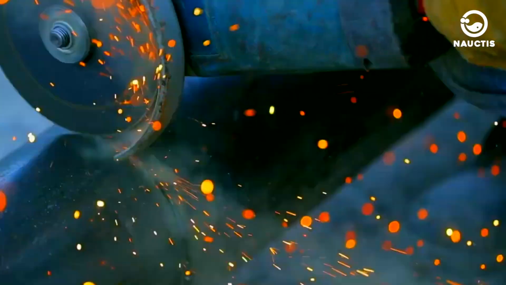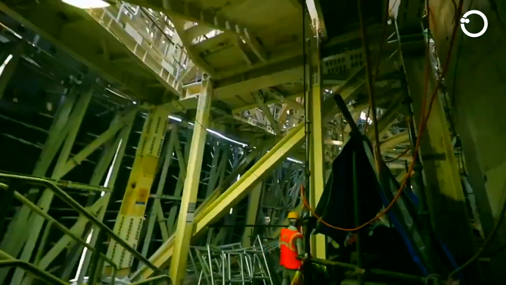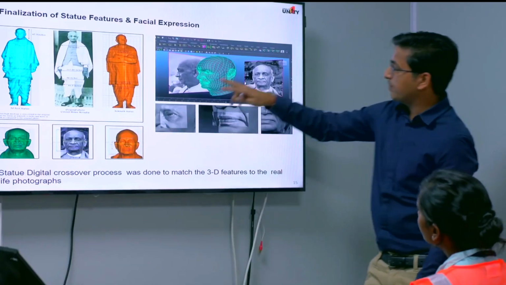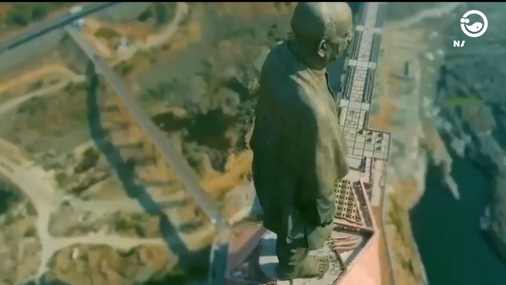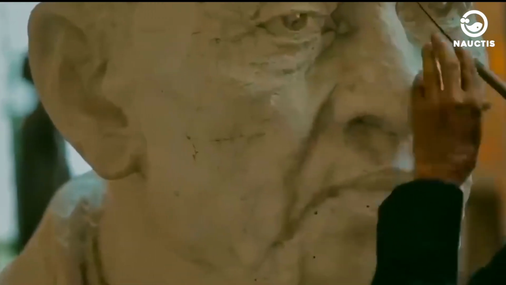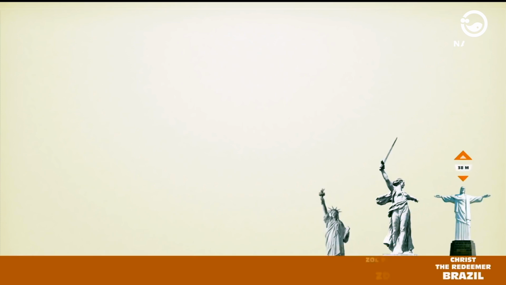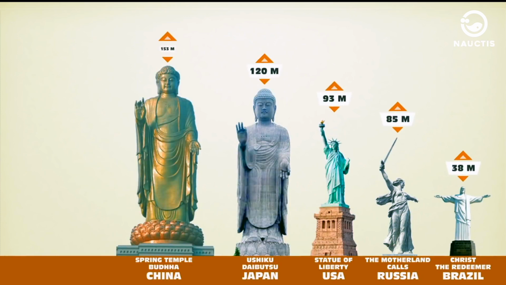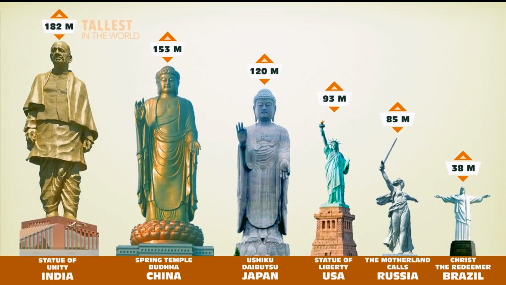Building this colossal monument required extraordinary planning, design, and construction engineering. Let's explore the process of its construction. The Statue of Unity was designed by Indian sculptor Ram V. Sutar, who created a bronze-clad model based on photos and videos of Patel. It stands 597 feet tall, almost twice the height of the Statue of Liberty in New York.